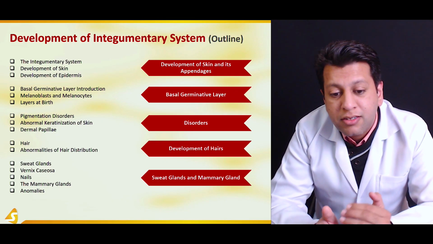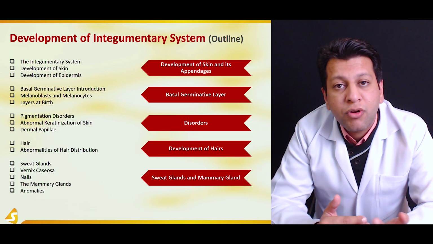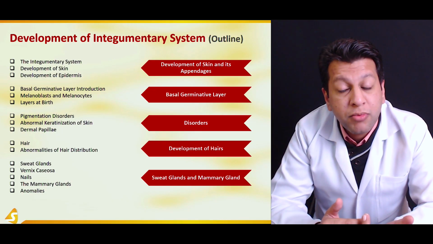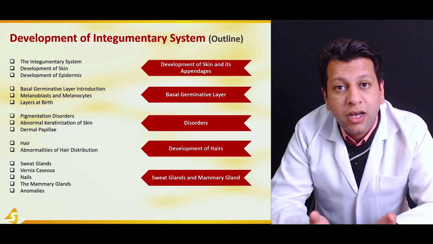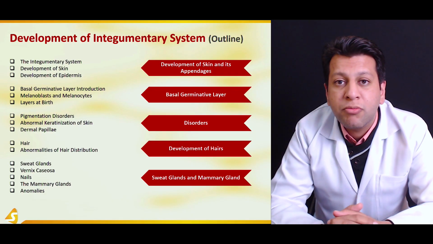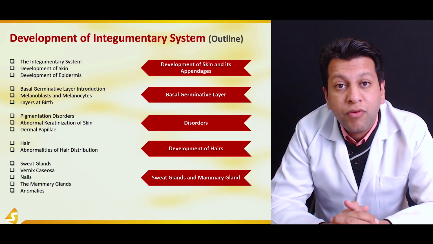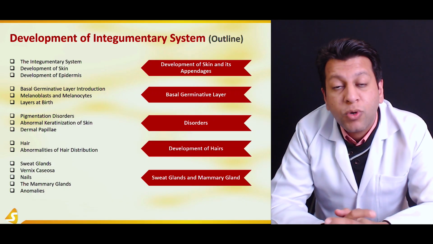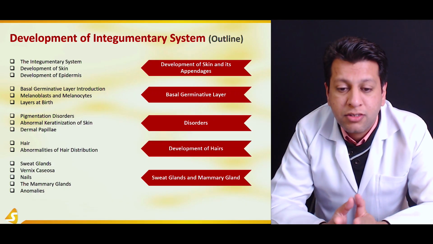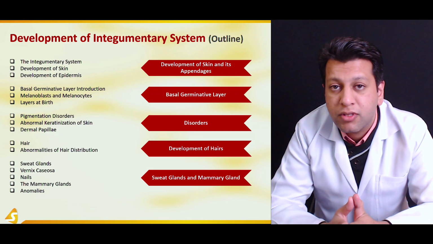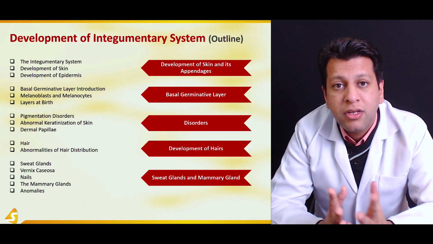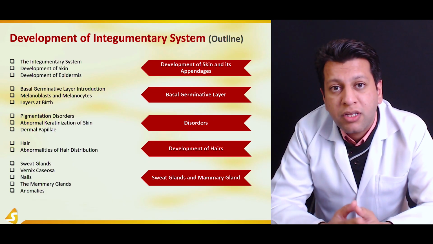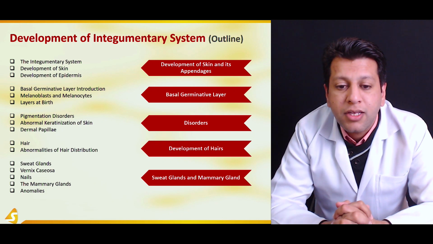In the next part, I will be discussing the formation of nails and the abnormalities of the nails. In the last part of the fifth section, I will be discussing the formation of mammary glands and what are the abnormalities associated with the mammary glands, for example, gynecomastia, macromastia, or polymastia, etc.